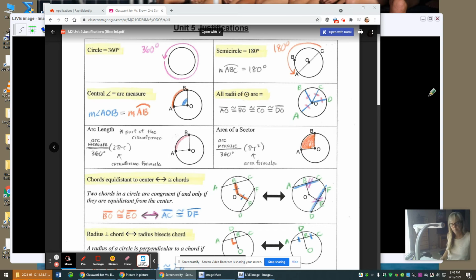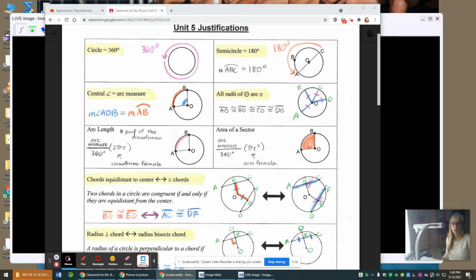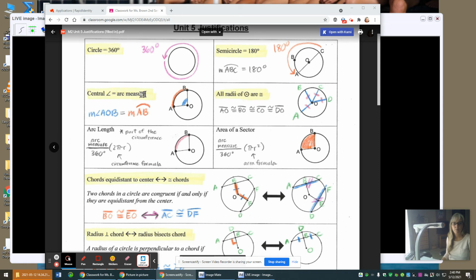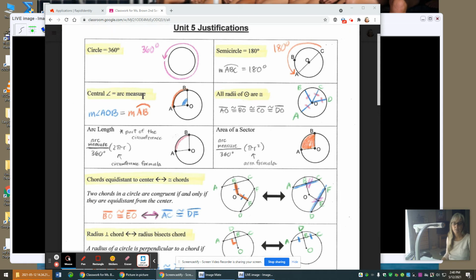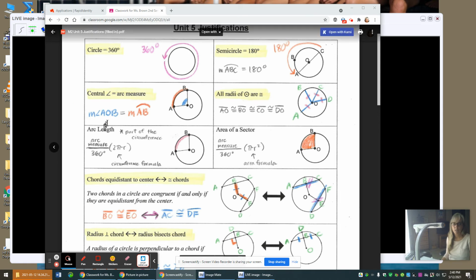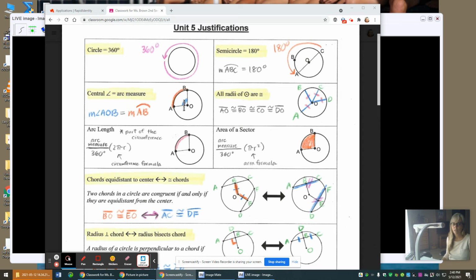Hi, today we're going to do 5.7, and it involves a slightly more complicated formula to do with arc length. When I introduced arc measure, I emphasized the word measure versus the word length. To review, the arc measurement is equal to the central angle.